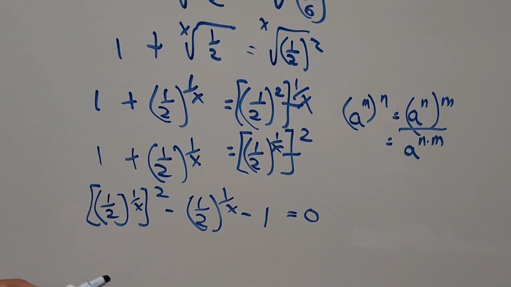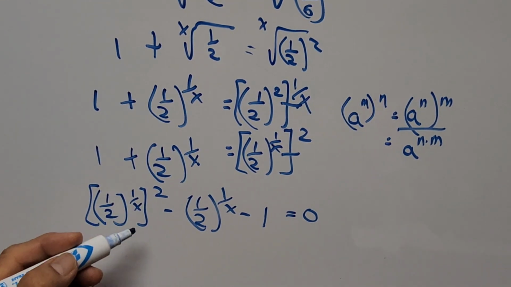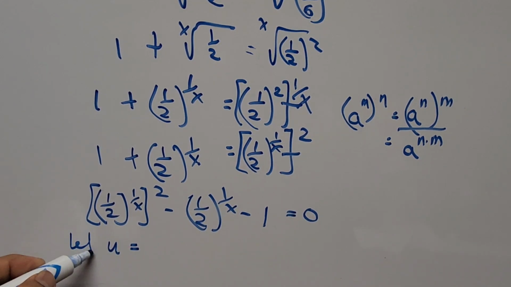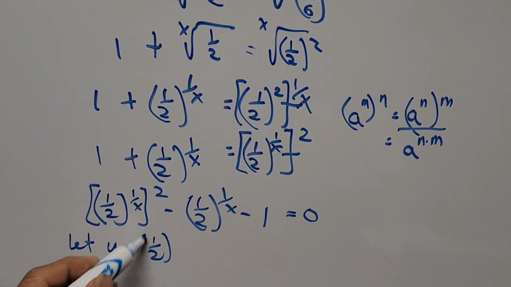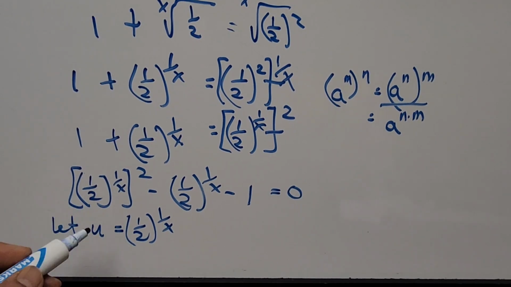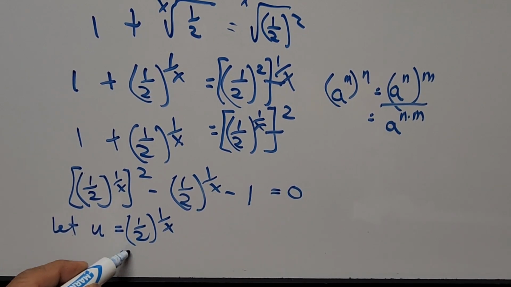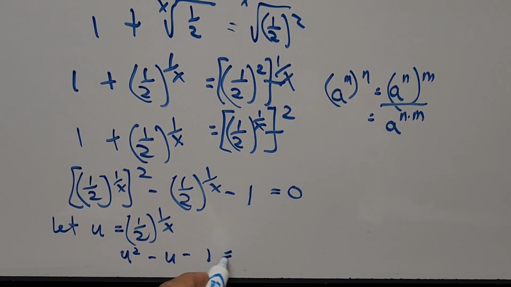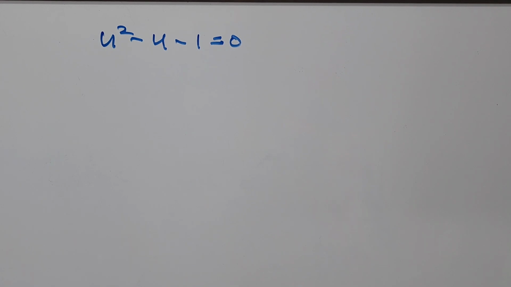And so now let's do substitution. Represent the value of 1/2 to the power of 1 over x as u, right? So let u be 1/2 to the power of 1 over x. So let's substitute u into our equation. So we have here, this becomes u squared minus u minus 1 equals 0. So this is now a quadratic equation. And so we solve this quadratic equation using the quadratic formula.